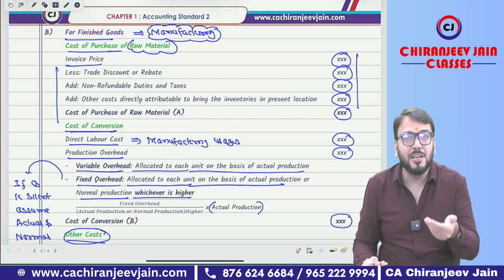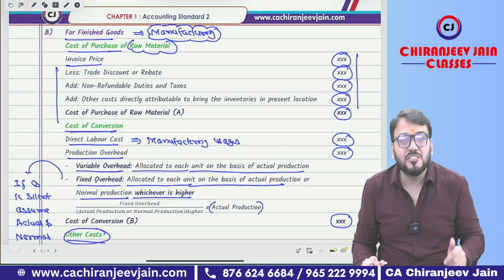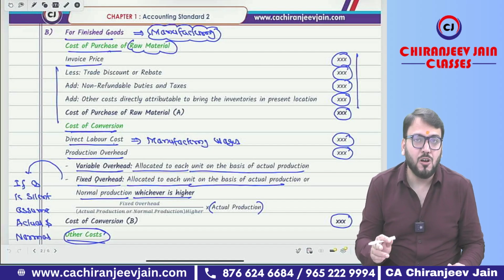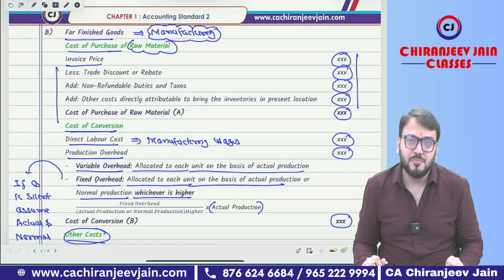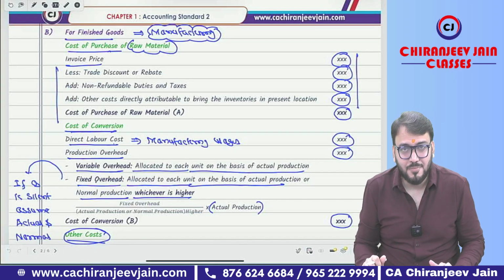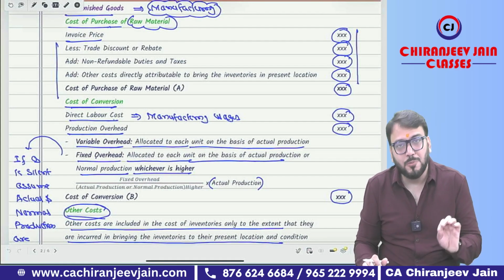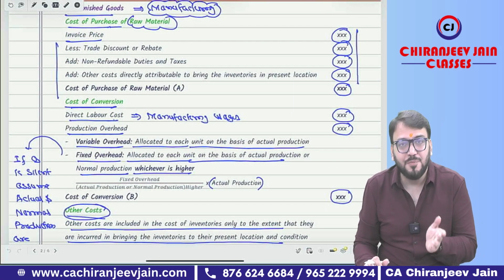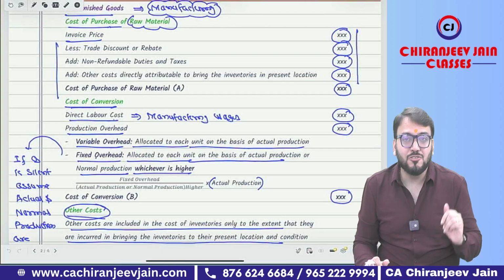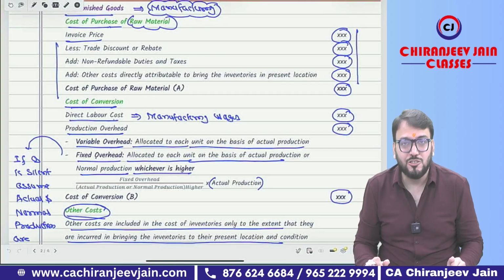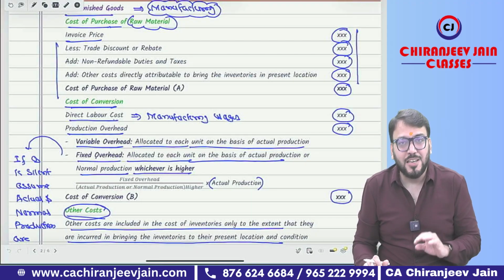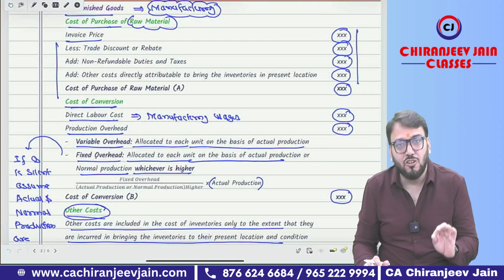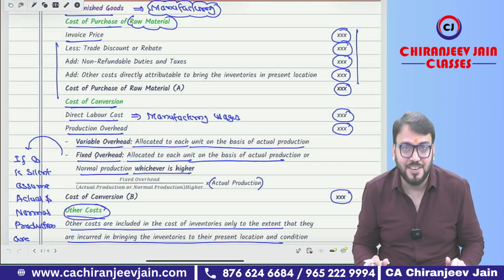After that, raw material will be converted into finished goods. For that, the entity will incur some conversion cost. So conversion cost will also be added. That will include direct labor cost plus production overhead. Now production overhead will be of two types: variable overhead and fixed overhead. We have understood that variable overhead will be allocated to each unit on the basis of actual production. However, fixed overhead will be allocated to each unit on the basis of actual production or normal production, whichever is higher.